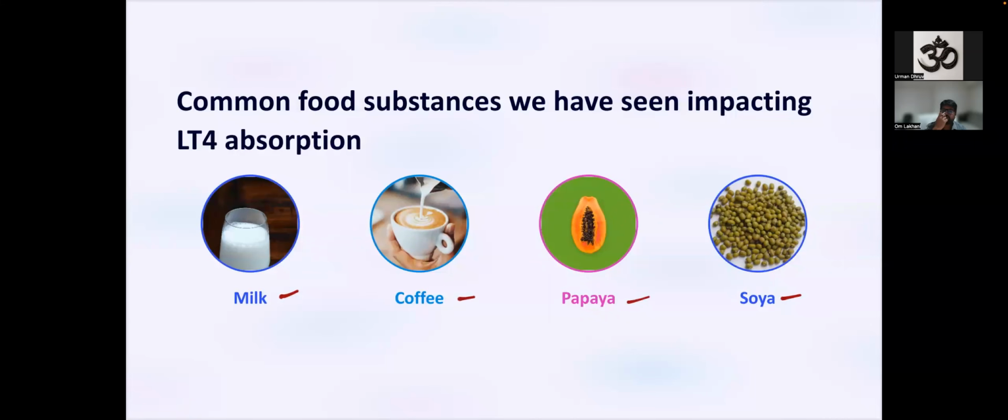A lot of the times, you tell them that levothyroxine, आपको thyroid की tablet नाश्ते के 1 घंटे पहले लेनी है, but we forget to tell them that चाय और नाश्ते के 1 घंटे पहले लेनी है. So a lot of times I have seen patients take the levothyroxine tablet and have tea almost immediately, 10-15 minutes after that. Because of that, the levothyroxine absorption can be impacted.